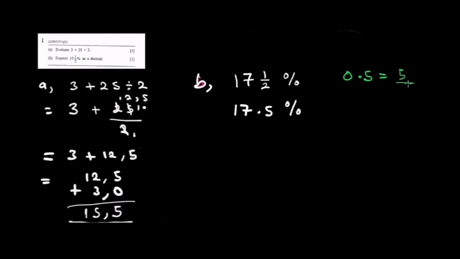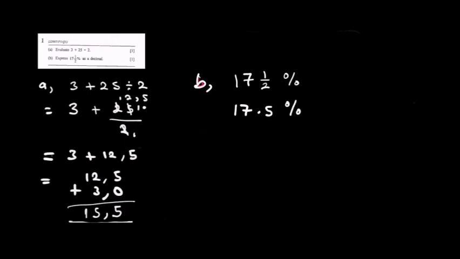17,5 becomes 17 and a half because 0,5 actually means 5 over 10. Since here we have units and here we have tens. So because it's 5 over 10, 5 into 5, that's 1, 5 into 10 is 2, becomes a half. So 17,5 is 17.5. How then do we convert 17.5% into a decimal?